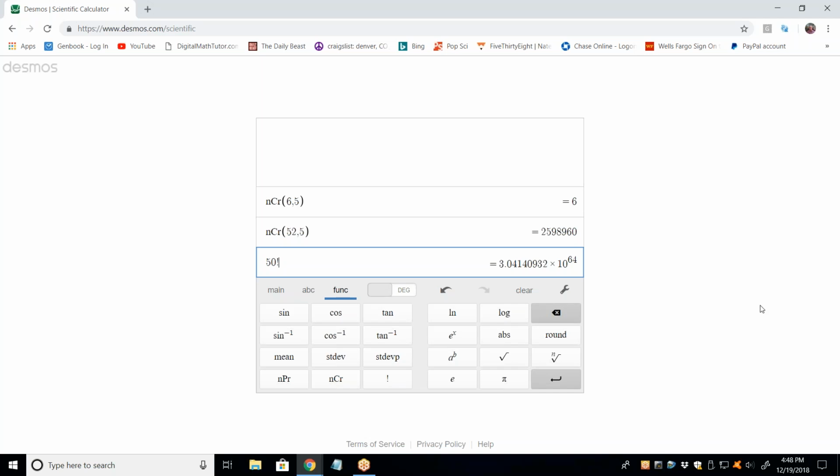Whoops, gave you the answer first. I didn't mean to do that. I should have asked you what you thought 50 factorial was. You see the answer? Yeah, it's huge. That's more molecules than are in the universe. Truly, the number of molecules in the universe is like 10 to the 58th.